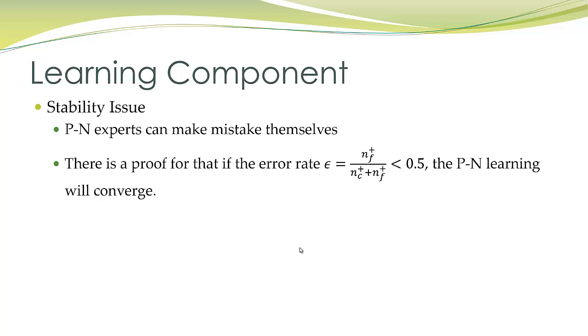And also there are some stability issues that need to be considered. First, PN experts can make mistakes themselves, and the authors actually did a solid, decent job in improving the results. If the error rate is less than 0.5, the P-N learning will finally converge, and this algorithm will become stable.